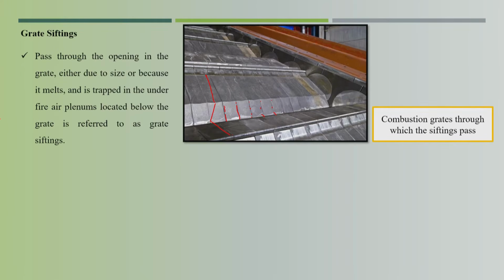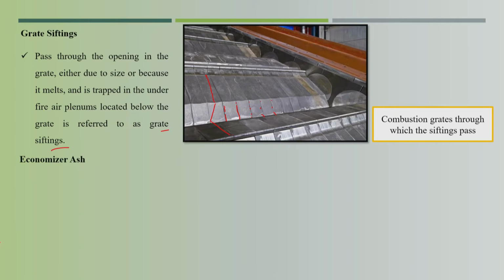So, material that passes through the openings in the grate, either due to its size or because it melts and traps in the underfire air plenums located below the grate, is referred to as grate shifting. That is the same way, from whatever openings or nozzles are under the grate.